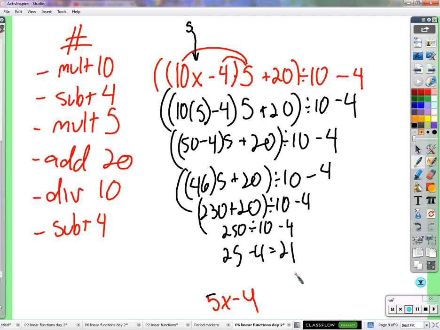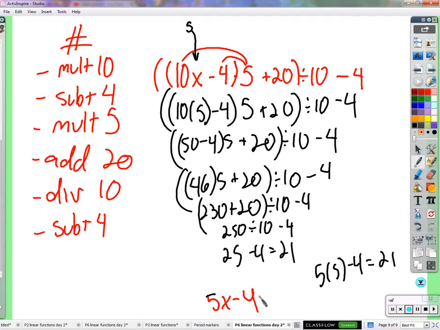Now I'd like you to plug 5 into this expression. Doesn't take very long, does it? 5 times 5 is 25, minus 4 is 21. Did you know that was going to happen beforehand? Probably. Since it's 5, and 5 times 5, it's really simple if you know your 5s.